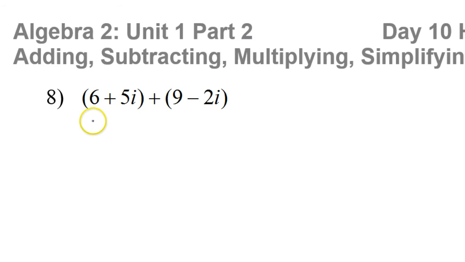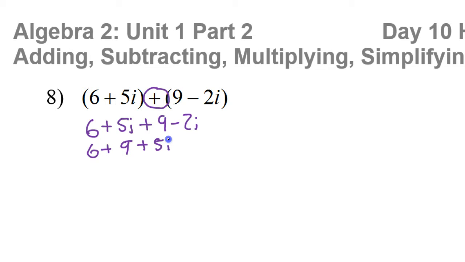Alright, we're back to the basics here. (6 + 5i) + (9 - 2i). The plus doesn't need to be distributed, so we have 6 + 5i + 9 - 2i. We can put together like terms. We have 6 plus 9, plus 5i minus 2i. 6 plus 9 is 15, and 5i minus 2i is 3i, so we have 15 plus 3i.